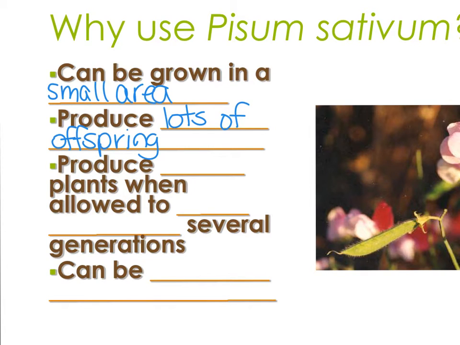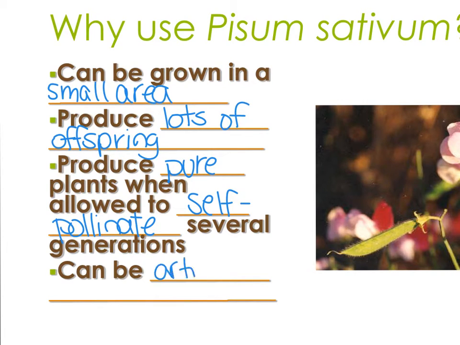They're also going to produce purebred plants when they're allowed to self-pollinate for several generations. And what did we say purebred meant? Two of the same allele. So they're going to be homozygous. But he also used the pea plants because it was very easy to manipulate, because he can artificially cross-pollinate them.